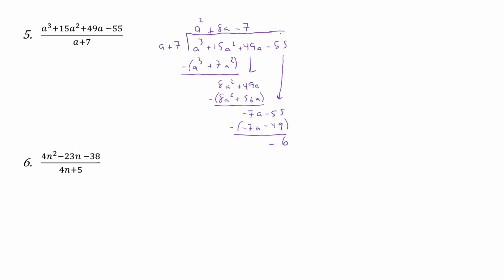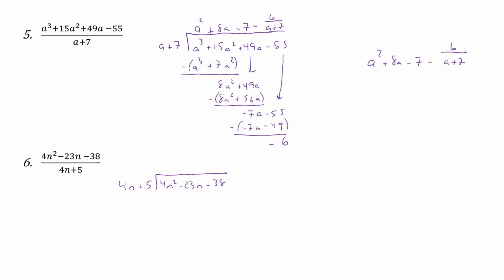And so that's our remainder. So it's going to be a minus 6 over a plus 7. And so our total answer is going to be a squared plus 8a minus 7 minus 6 over a plus 7. And so that would be our answer for that division. All right, so the next one here, again, it looks like we have all our terms, n squared, n, no n, and so we can just take 4n plus 5 into 4n squared minus 23n minus 38.